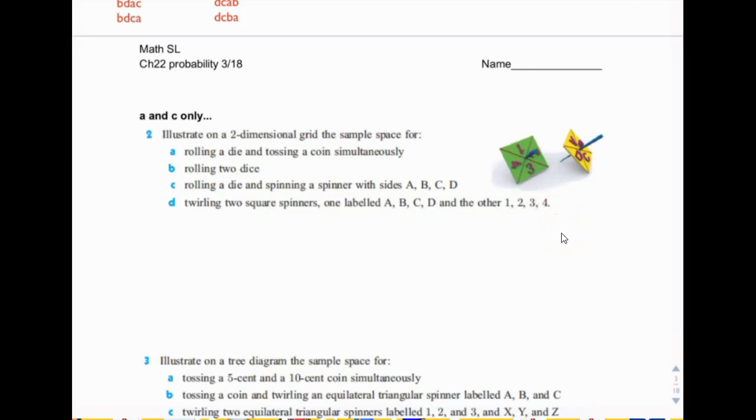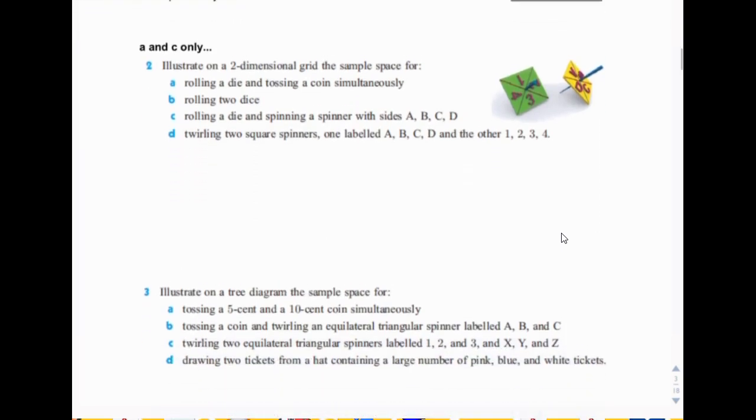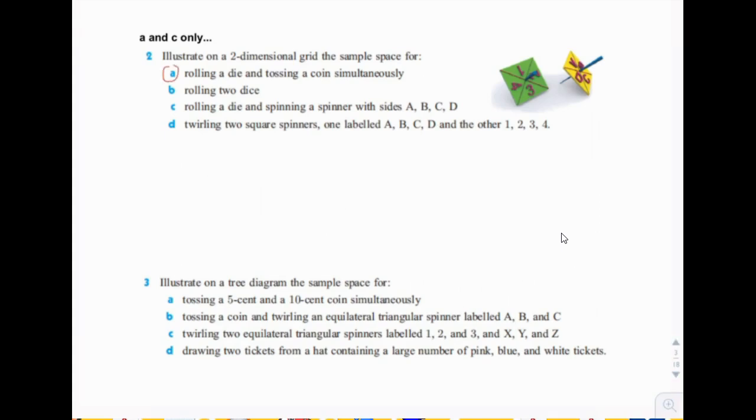Page 3 of probability. Illustrate on a two-dimensional grid the sample space for rolling, we're doing A and C by the way, rolling a die and tossing a coin simultaneously. So we're going to use the grid, and if we roll a die, it's going to be 6. A typical dice has 6 sides, so it's going to be 6 wide. And then tossing a coin would be 2 wide.